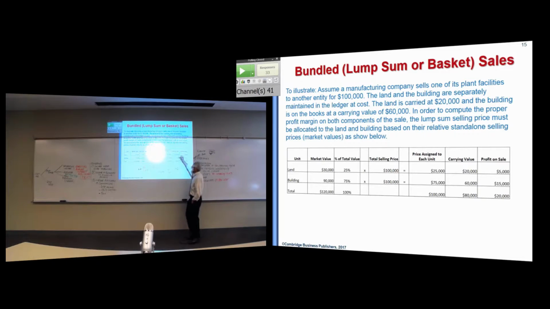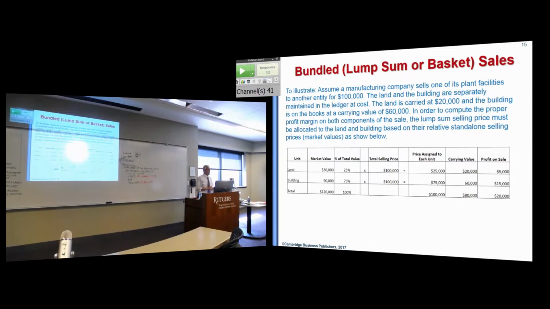The carrying value is $20,000 for the land, and therefore the profit on the sale is $5,000. For the building, the carrying value of $60,000 is deducted from the 75, and that would give you a profit of $15,000. So even though the total profit is $20,000, we had to find the standalone selling prices in order to come up with the profit on an individual basis.